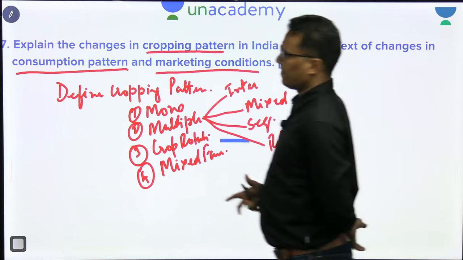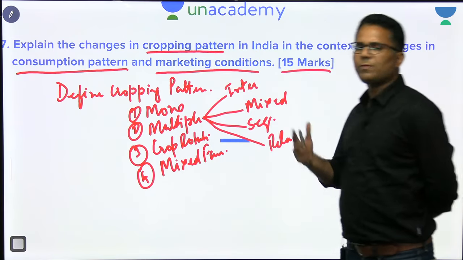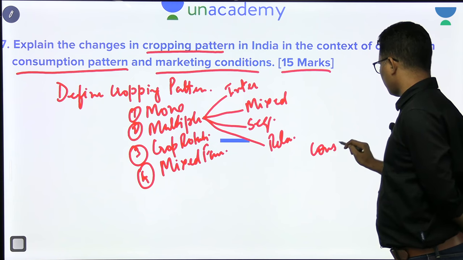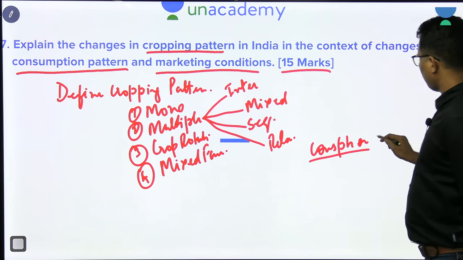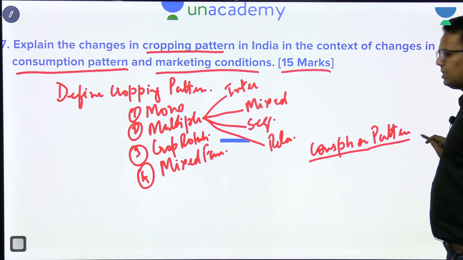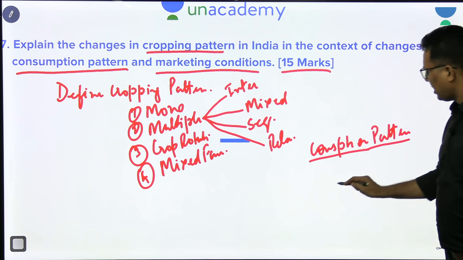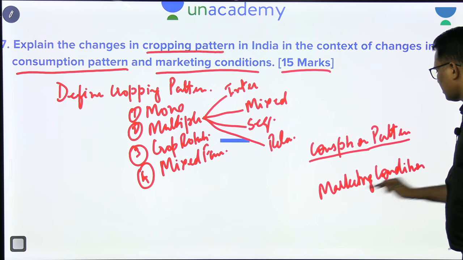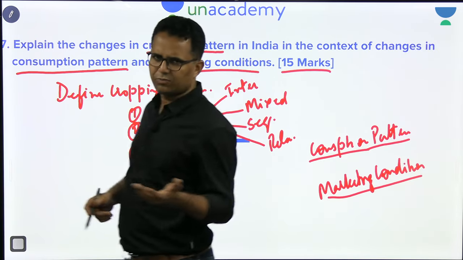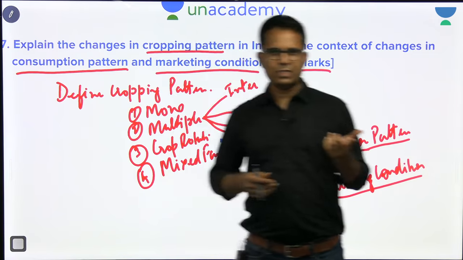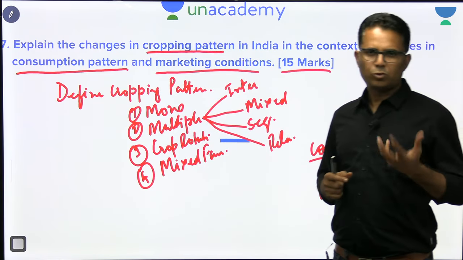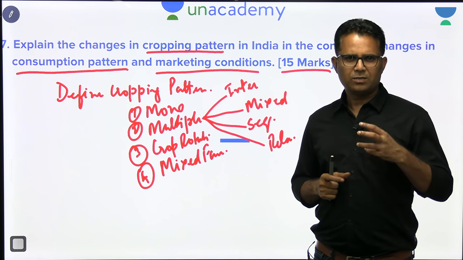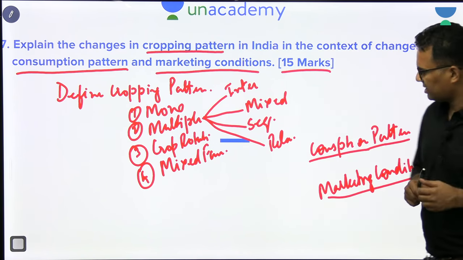And then you write that cropping patterns are changing because of the changing consumption pattern in India. You need to have separate headings for how consumption pattern is leading to a change in cropping pattern, and marketing. So for how consumption pattern is changing, you write 4-5 points. Because of urbanization, people are consuming more protein-rich diets. So we have started producing more. Even farmers are moving towards poultry and other items: protein, poultry, meat, dairy products.